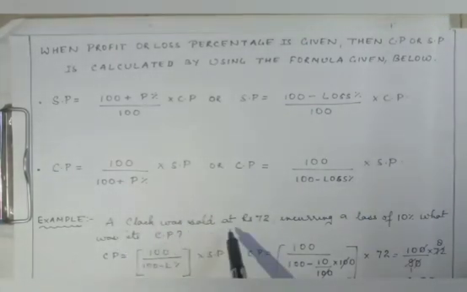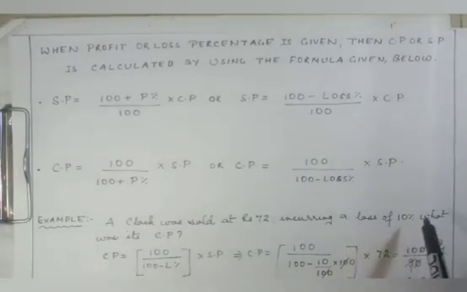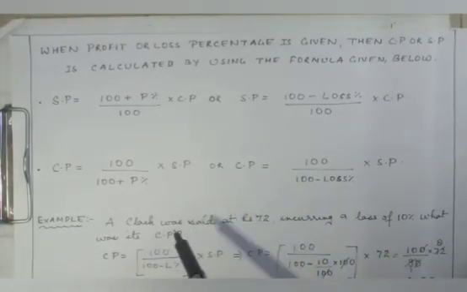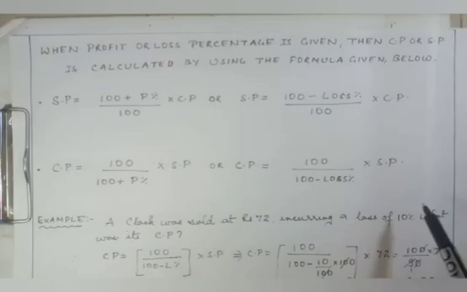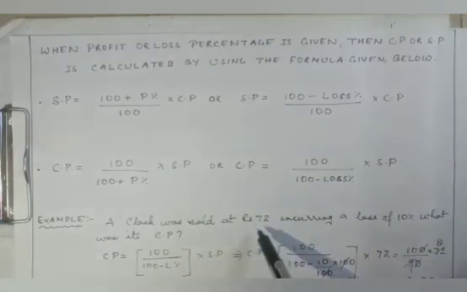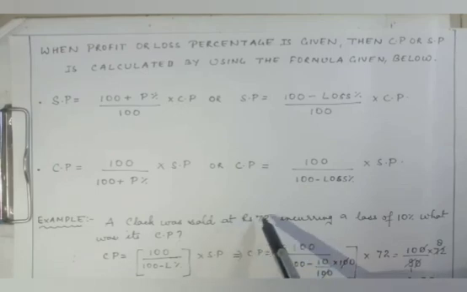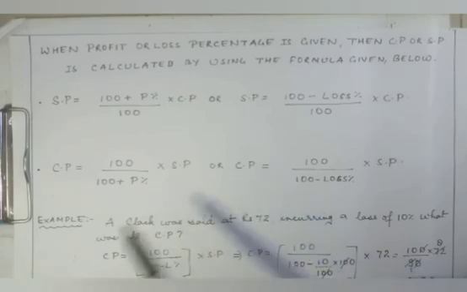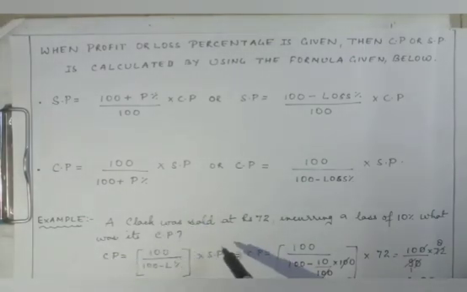A clock was sold at rupees 72, incurring a loss of 10%. What was its cost price? Over here, loss percent is given to you and the selling price is given to you. You have to find out cost price. So what is the formula? Cost price is equal to 100 upon 100 minus loss percent into selling price.